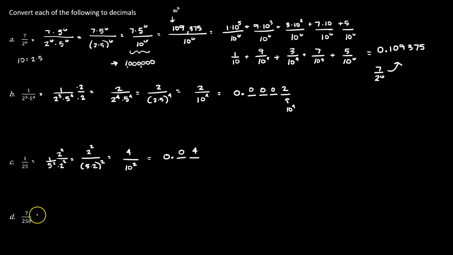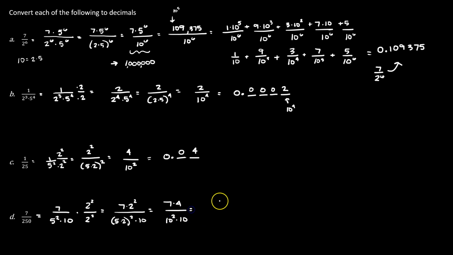One more. So we have 7 over 250. I'm going to factor 250 to be 5 squared times 10. 5 squared needs a pair of 2's to become another factor of 10. So I'll multiply by 2 squared over 2 squared, just like we did in the last problem, so that I can have 5 times 2 squared times 10. I have 7 times 4 in my numerator. I have that 10 squared times 10 in my denominator. I can write that as 28 over 10 cubed.